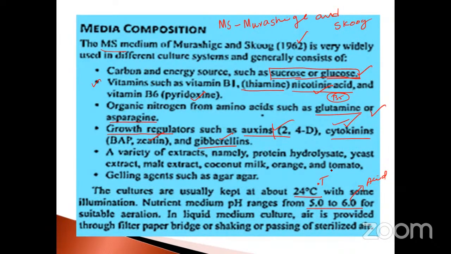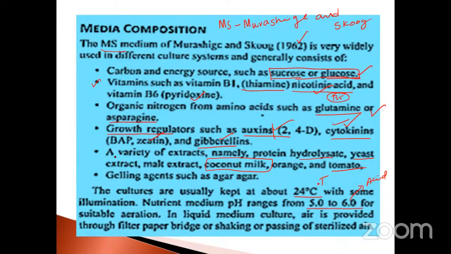So these are the things. What is that? The yeast, hydrolysate. Take an example, coconut milk. Okay, the cytokinin is mostly present in it. Cytokinin is an important thing in coconut milk.